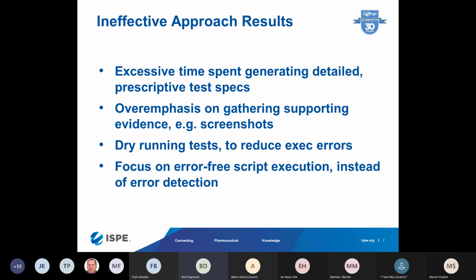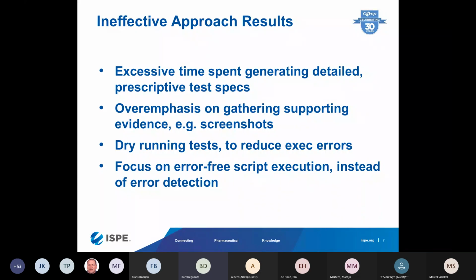If we speak about an ineffective validation approach, you all will see or recognize following points. We will spend an enormous amount of time generating detailed and prescriptive test scripts. We also will put too much emphasis on gathering supporting evidence, such as screenshots. As you all know, in the past, screenshots were a really important thing.